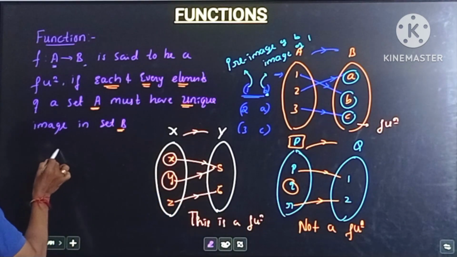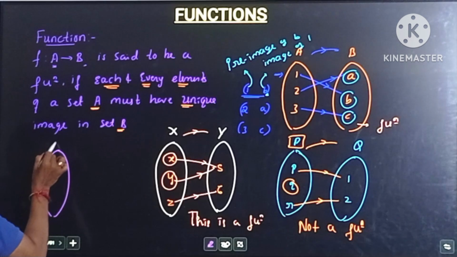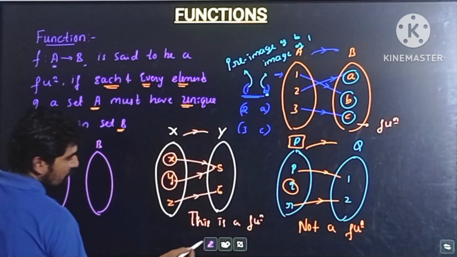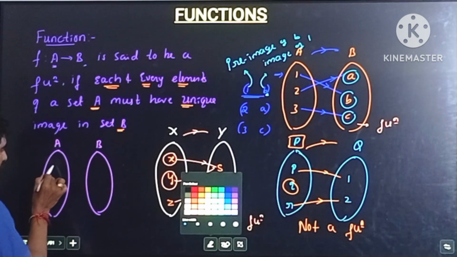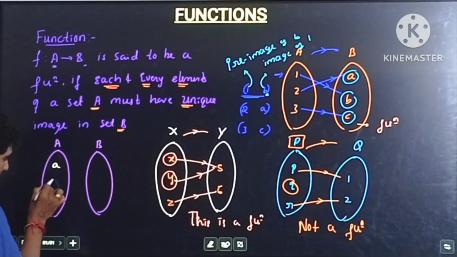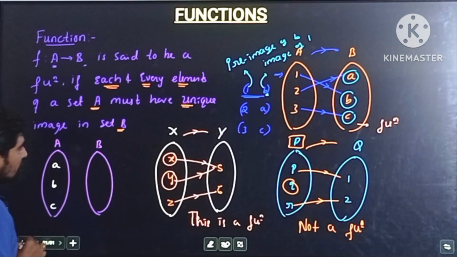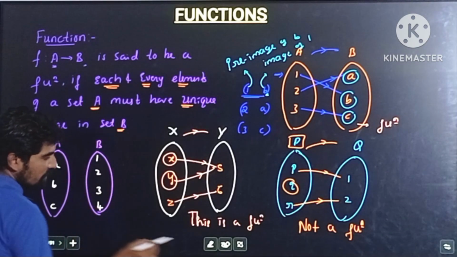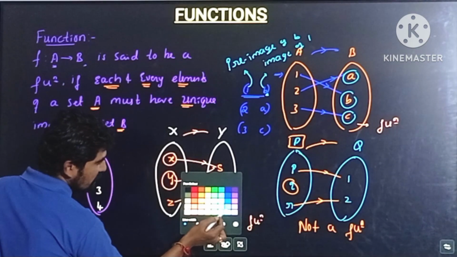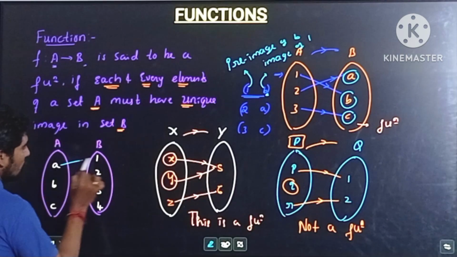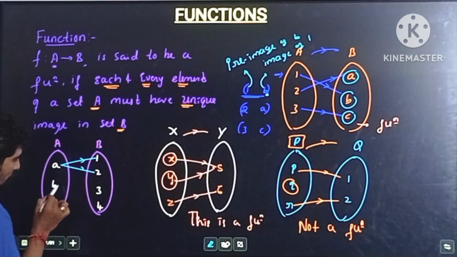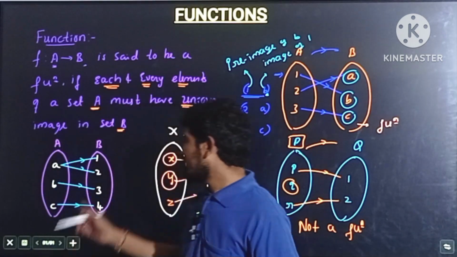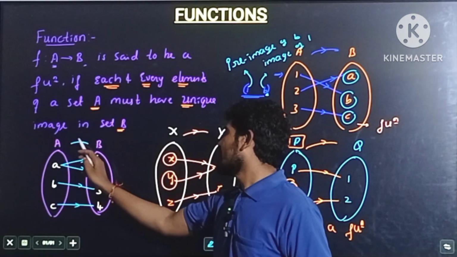See here. Suppose this is an A set and this one is a B set, and the elements of set A are a, b, c, and the elements of set B are 1, 2, 3, and 4. In this relation, a is related to 1 and a is related to 2, b is related to 3, and c is related to 4.